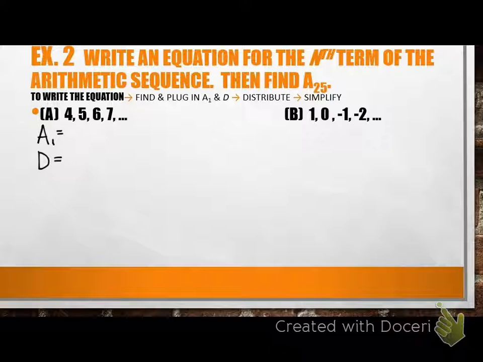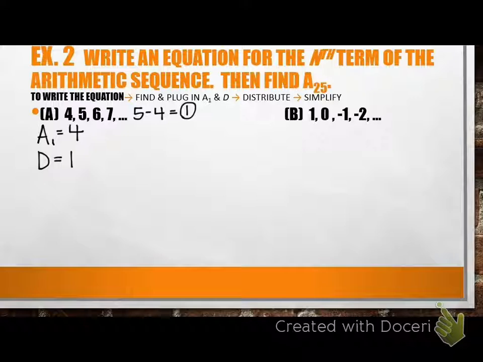Now, for our problem, what is a sub 1? 4. The first number in our list is a 4. So that is the value of a sub 1. The common difference. Logan, how are we going to find the common difference? Subtracting the second term out of the first. All right, give me the numbers that we're going to be subtracting. 5 minus 4. 5, which is the second term, minus 4, which is the first term, giving us a common difference of what? 1. Good. So d equals 1.